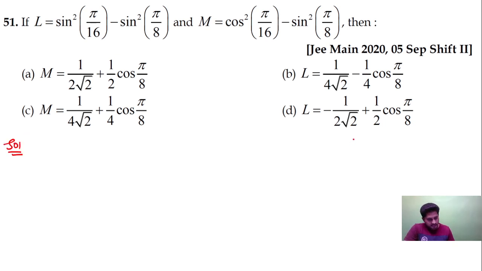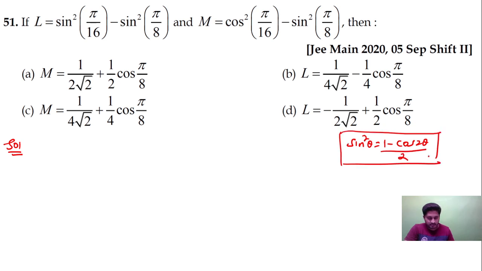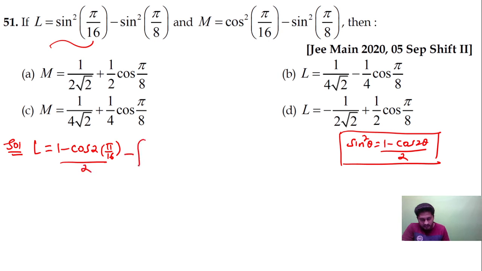See, we know that sin square theta is equal to (1 minus cos 2 theta) by 2, right? Sin square theta is (1 minus cos 2 theta) by 2. Okay, so if I use this logic, guys, this L, which is sin square theta, will be equal to (1 minus cos 2 theta) divided by 2. Again, sin square theta will be equal to (1 minus cos 2 theta) divided by 2.